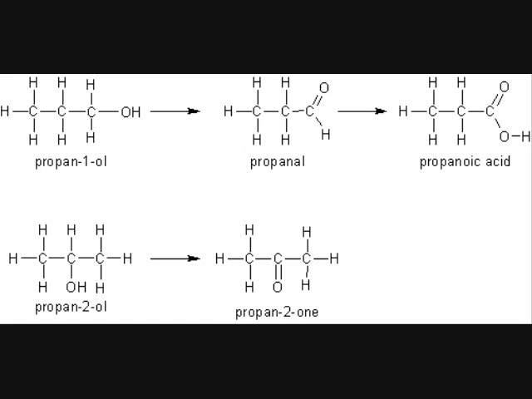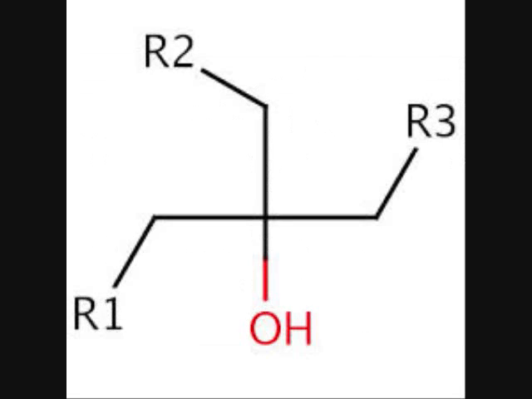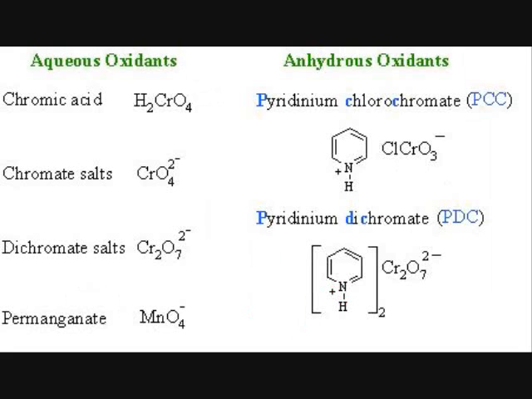In this reaction, no carbon-carbon bonds are broken, so we're only dealing with carbon-hydrogen and carbon-oxygen bonds. Tertiary alcohols cannot be further oxidized without breaking carbon-carbon bonds, so we will not be dealing with them in this video. Oxidation of secondary alcohols occurs in the presence of an oxidizing agent such as potassium dichromate and sulfuric acid, or pyridinium chlorochromate, also known as PCC, and methylene chloride.